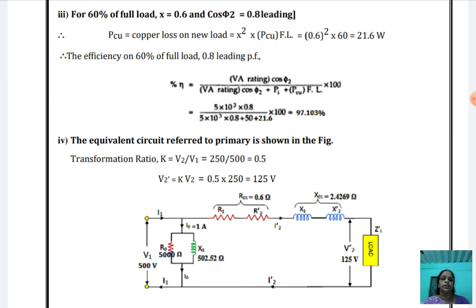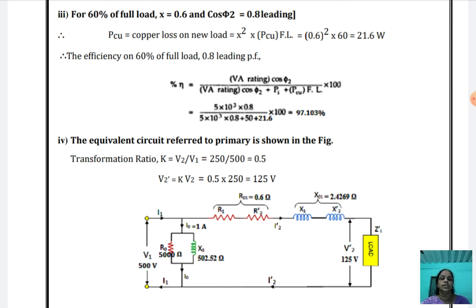So therefore, for the secondary voltage, how do we calculate the transformation ratio? It is nothing but V2 divided by V1. So we get K equal to 0.5. But V2 dash we already know, that means V2 dash is equal to K into V2, that is equal to 1.2. We already studied this in theory, V2 by K, I told.